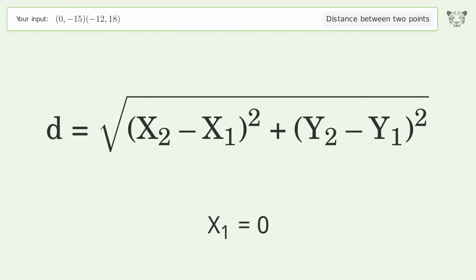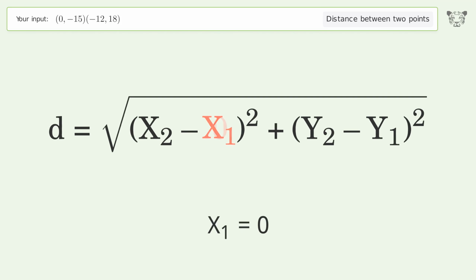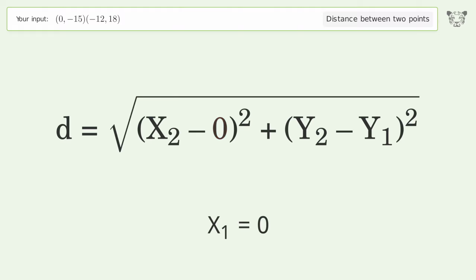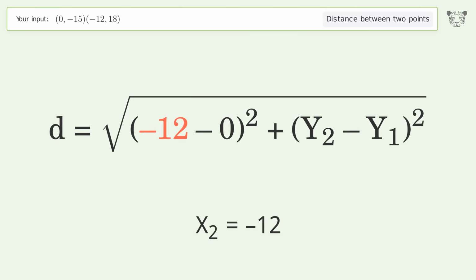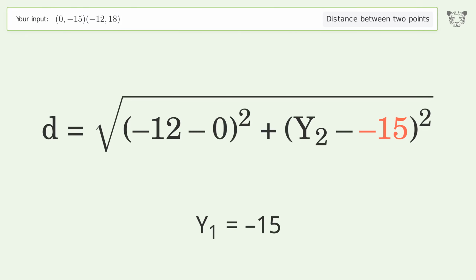x1 equals 0. x2 equals negative 12. y1 equals negative 15. y2 equals 18.